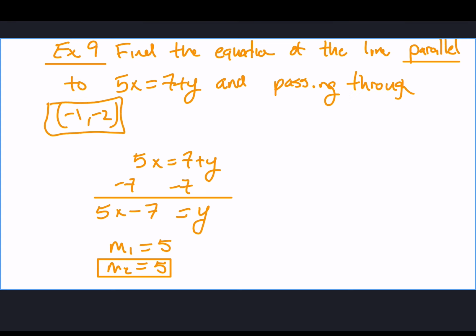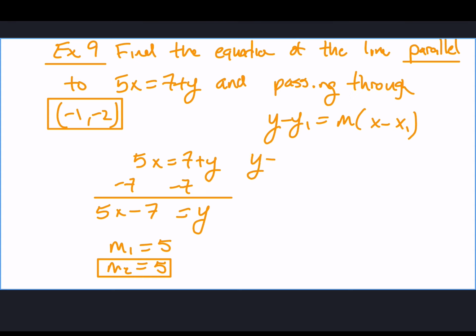So we need this point, -1, -2, and the slope equal to 5. So in our equation, y minus y1 equals m times x minus x1, we need to plug in those values. So we get y minus what? A -2 is equal to 5 times x minus a -1.